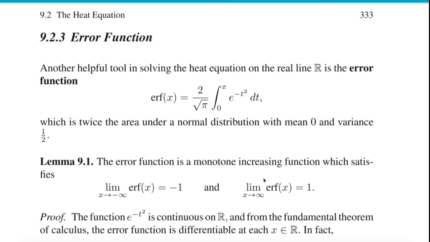Let me introduce the error function. The error function is another tool which shows up in the solution of heat equations or wave equations using Fourier transform. Now the error function looks like this: a function that goes from -1 to 1. Here's -1, here's 1, here's 0. It's a monotonic function.